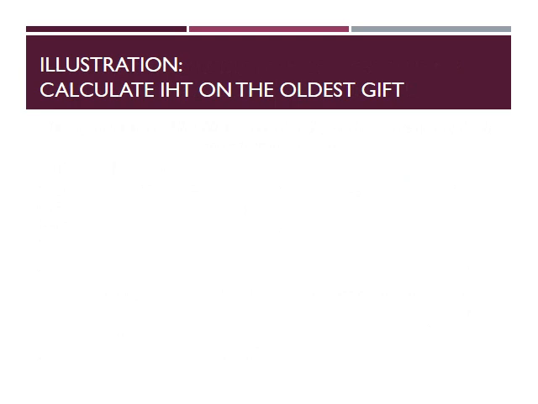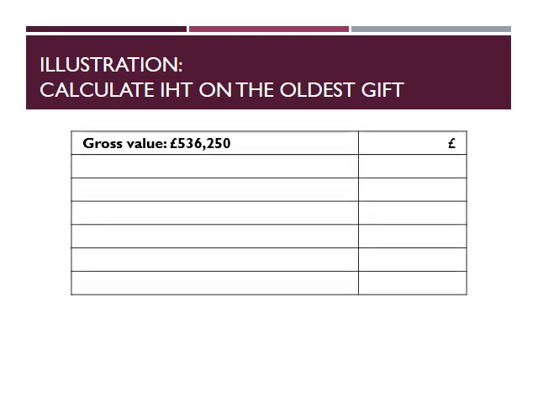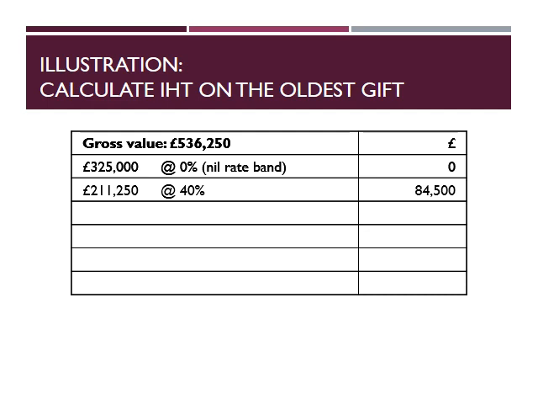Now that we've done that, we'll calculate the inheritance tax on that oldest gift. Now if you remember, the gross value was £536,250. Of that, the first 325,000 will be taxed at 0%. This is the nil rate band. The balance will then be taxed at 40%. So that works out at £84,500. So the total, before we take into account taper relief, is £84,500.